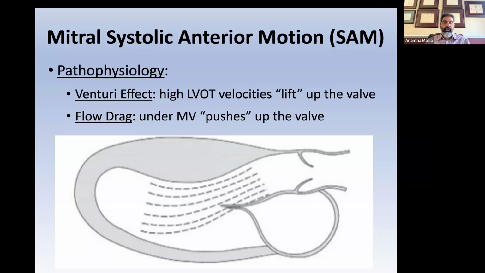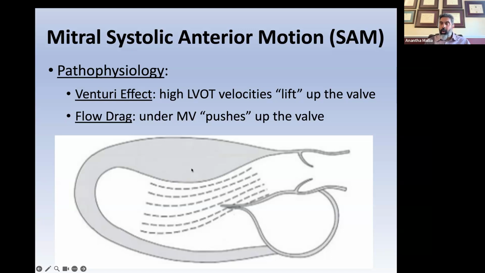And it's thought that there are two mechanisms by which this pathophysiology happens. One is what's called the Venturi effect. The Venturi effect is the direct result of this sudden narrowing in the caliber of the LV cavity when you hit the LVOT. You can see here the septum is quite thick, much thicker than it is anywhere else. So what happens is, as blood is being pushed from the center of mass of the LV cavity through the LVOT, it runs into a sudden narrowing.